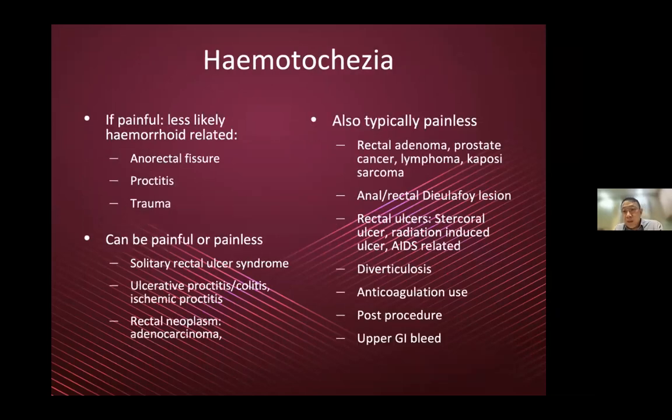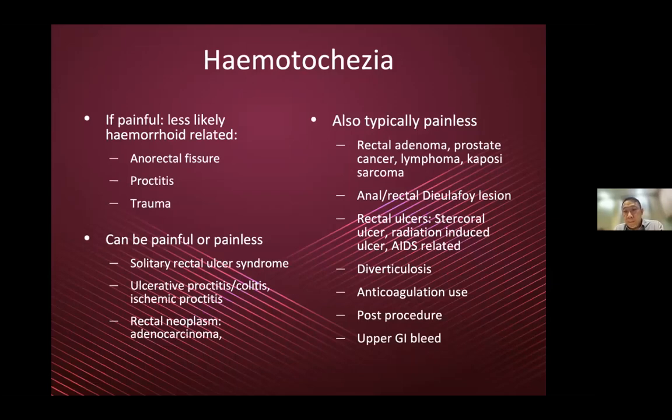When it comes to hematochezia, in other words, bleeding per rectum, if it is associated with pain, it is much less likely to be hemorrhoid related. So if the patient says when they pass motion, it feels like a knife is being put into the anus, that's most likely an anal fissure rather than hemorrhoidal disease. If they have this sensation of urge and some discomfort when they pass motion, quite often this can be proctitis, but rarely proctitis can be painless as well.